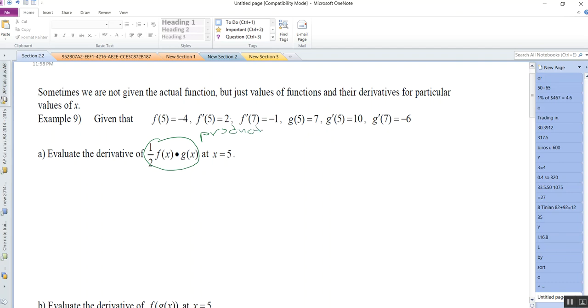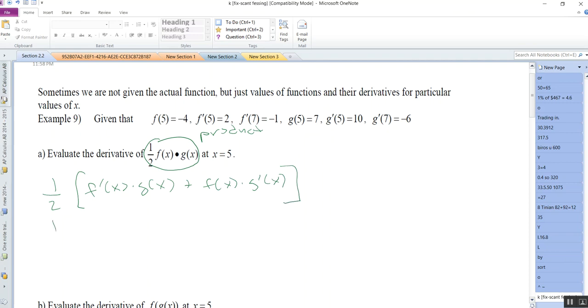And remember, when we do product rule, the 1/2 is a constant, so we can just push that off to the side. But you're going to take the derivative of the first function times g of x plus f of x times g prime of x. So actually there is no chain rule happening here. This is simply product rule.